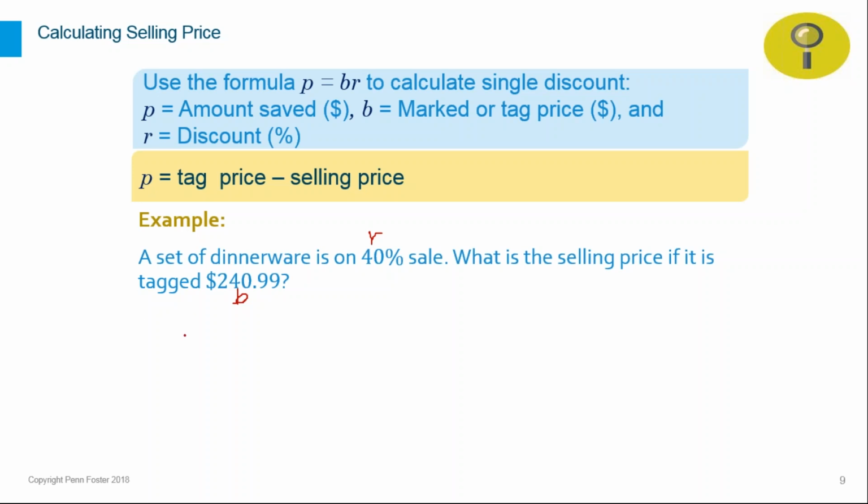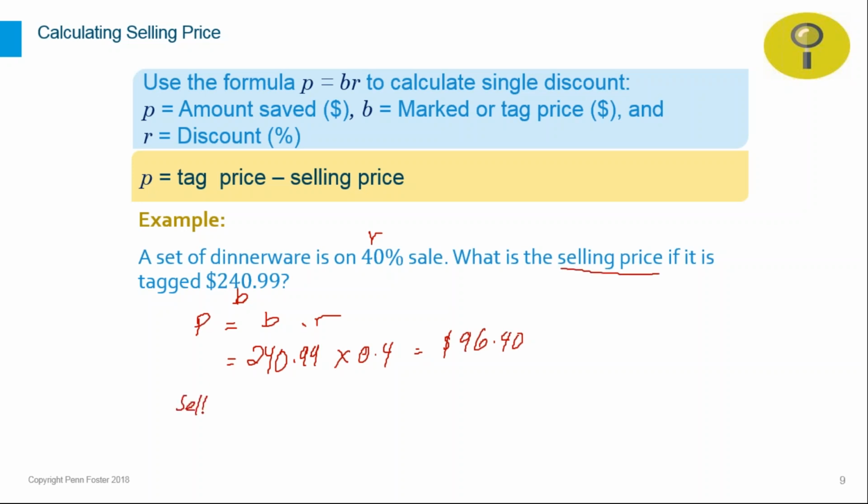So I'm going to use the formula P equals B times R. I have B and I have R, so I use the numbers instead of the variables. 240.99 times R, which is 40%, so 0.4, and multiplying gives you the savings. The savings are $96.40. That's not the answer. We want the selling price, the end price after the discount.